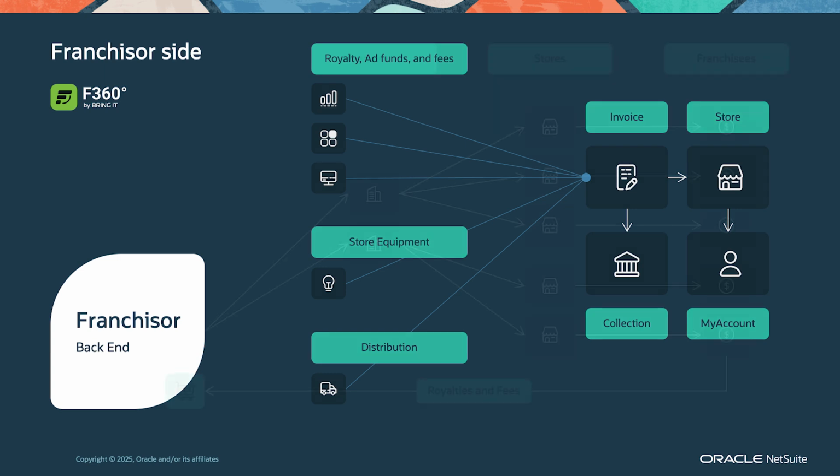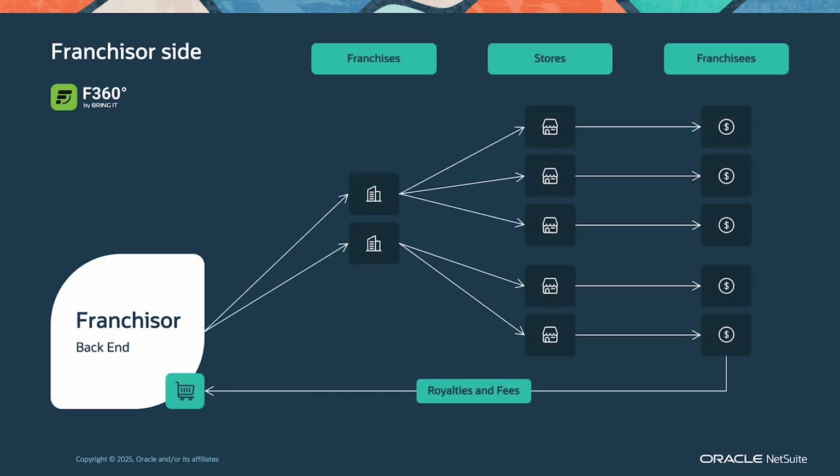Do you need to manage master franchisees or area reps? The system supports those structures and automates commission calculations as well. Cash collection workflows are fully integrated. Bank files are generated directly from the system, and approval processes are built in.